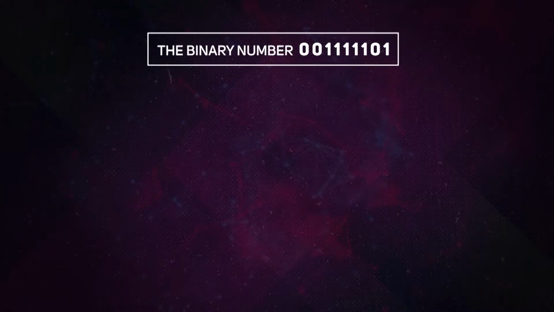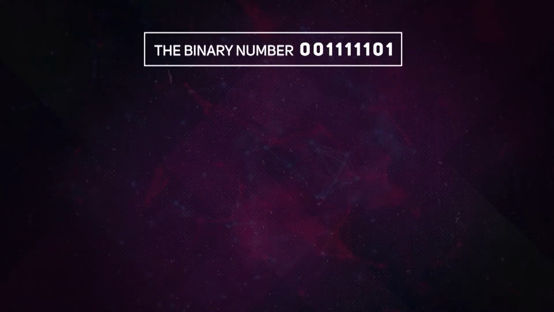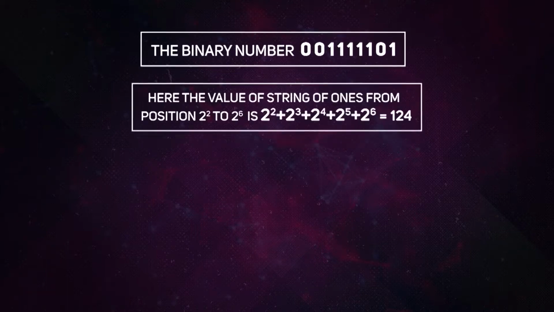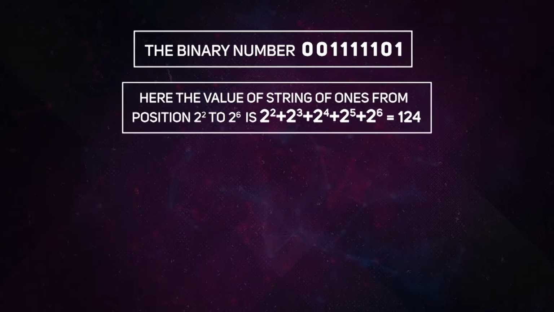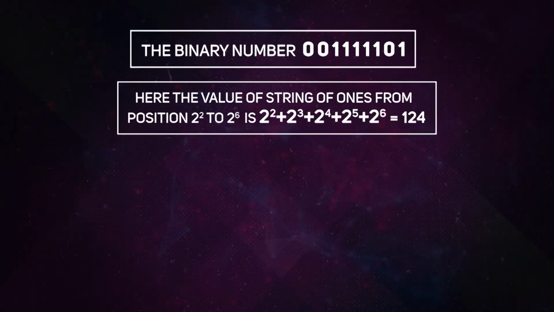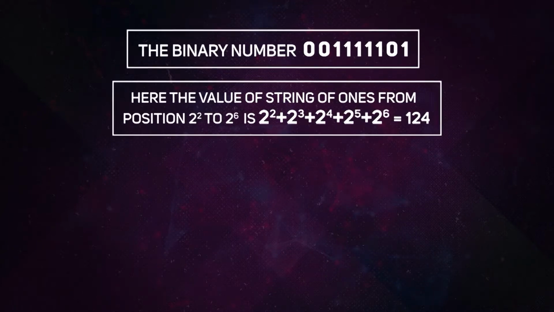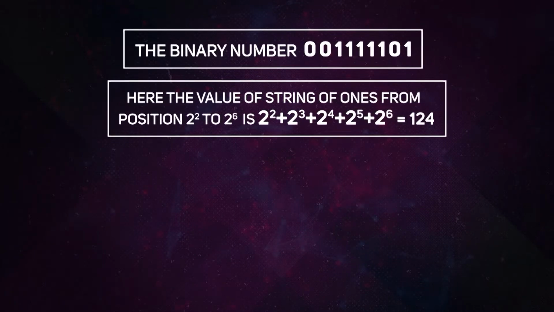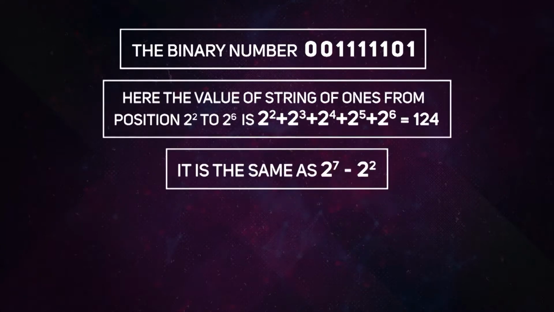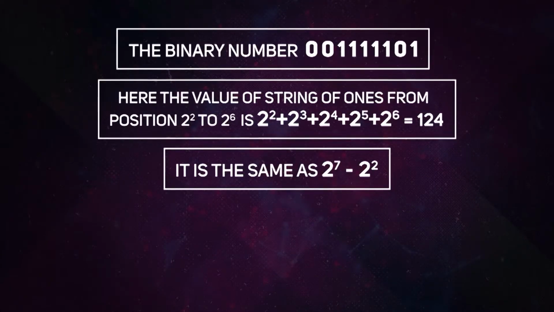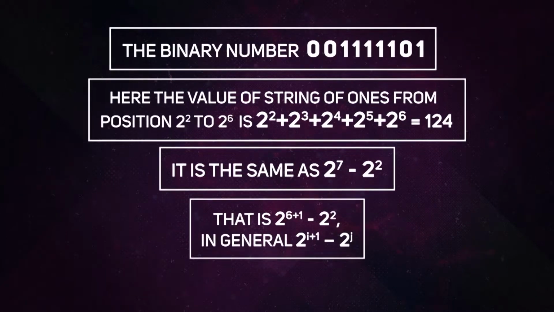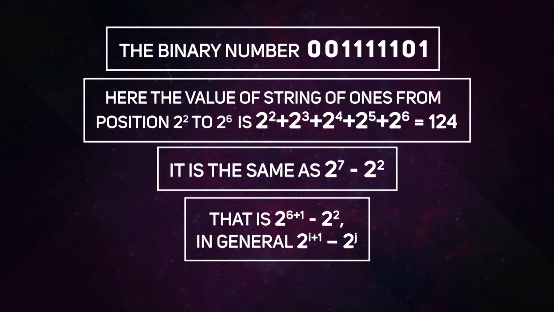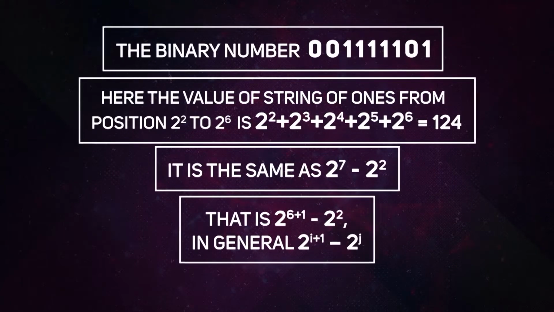For example, take the binary number 00111101. Here the value of string of ones from position 2 raised to 2 to 2 raised to 6 is 2 square plus 2 cube plus 2 raised to 4 plus 2 raised to 5 plus 2 raised to 6, which is equal to 124. It is the same as 2 raised to 7 minus 2 square, that is 2 raised to 6 plus 1 minus 2 square. In general, 2 raised to i plus 1 minus 2 raised to j.